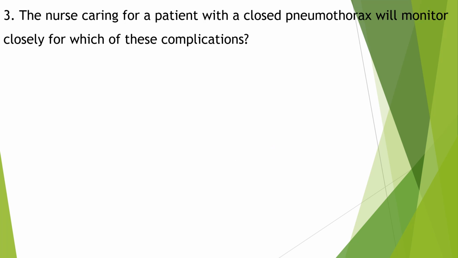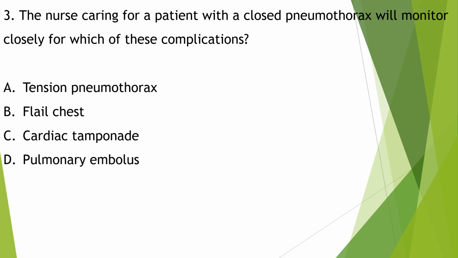The nurse caring for a patient with a closed pneumothorax will monitor closely for which of these complications: tension pneumothorax, flail chest, cardiac tamponade, pulmonary embolism. So here you need to know what pneumothorax is. Pneumothorax is the collection of air in the pleural space. So here the patient has a closed pneumothorax. Later on, the complication which the patient will develop is tension pneumothorax. If there is continued accumulation of air in the pleural space, that results in tension pneumothorax.